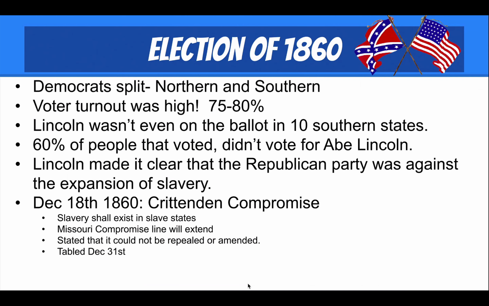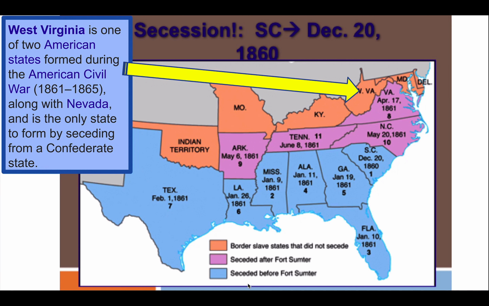Had they put a radical Republican in there, like Charles Sumner or any of these other abolitionists, it wouldn't have happened. Okay. Then on December 18th of 1860, there's the Crittenden Compromise. This was one of the last-ditch efforts to try to keep the South from leaving. Okay, and secession happens on December 20th of 1860.